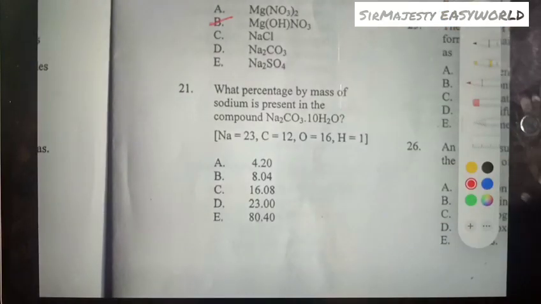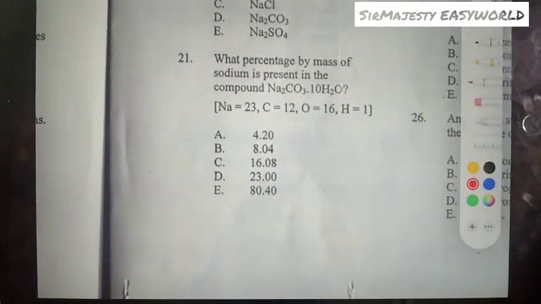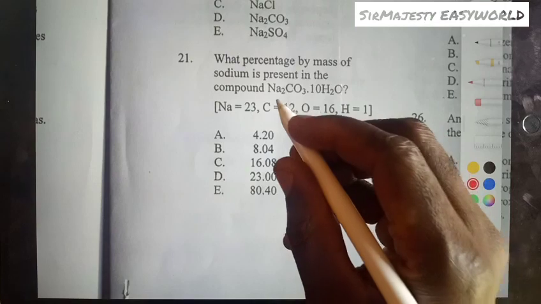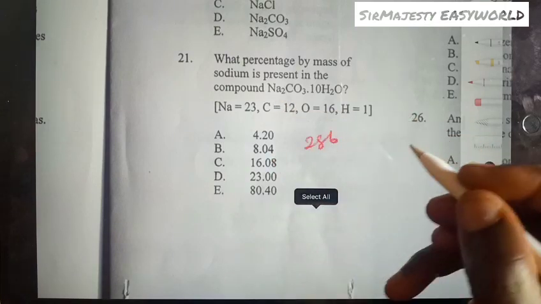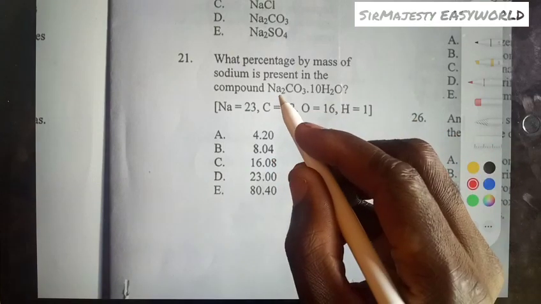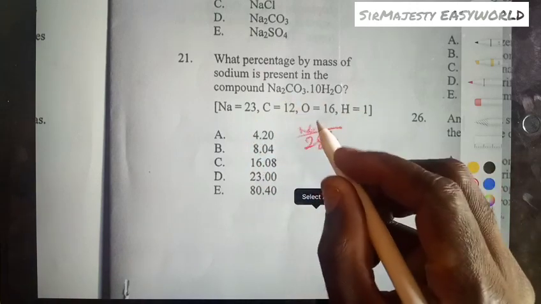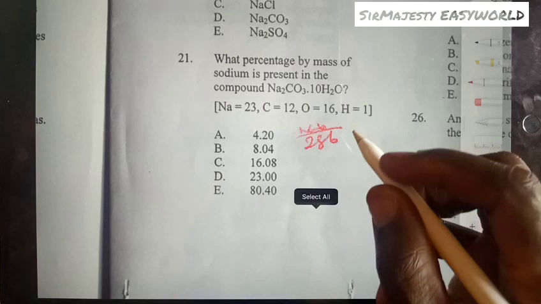What percentage by mass of sodium is present in the compound Na2CO3, that's sodium trioxocarbonate(IV) decahydrate? Please bear this in mind. I already know the molar mass of this compound is 286. That's the total mass. Then there are 2 atoms of sodium and 1 sodium is 23. So 23 times 2 is 46. So we have 46 over 286.